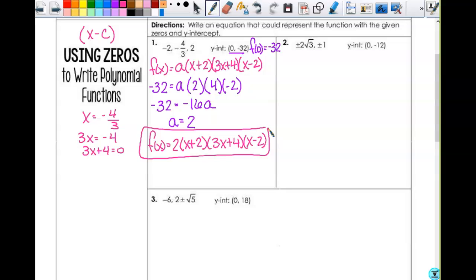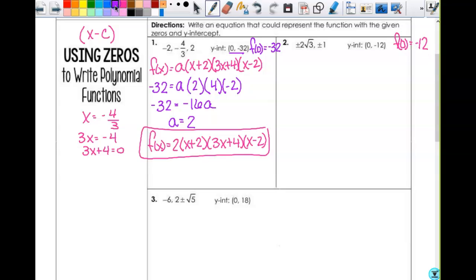What questions do we have? All right, so then let's look at number 2. I have here f of 0 would equal -12, right?